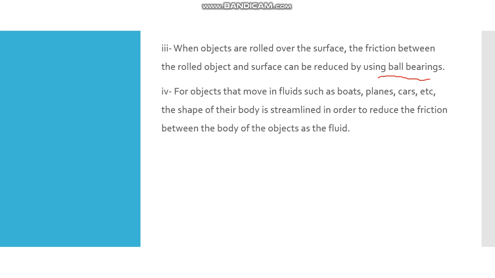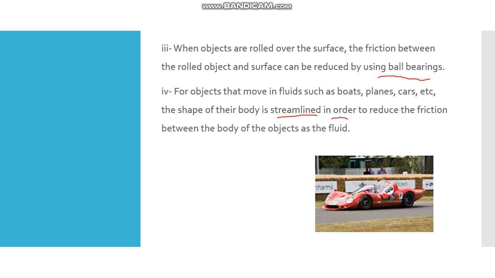And lastly, for objects that move in fluids such as boats, planes, cars, etc., the shape of the body is streamlined. Okay, what does this word streamline mean? Streamline means you make the object thinner at the front. Okay, so why do we do it? In order to reduce the friction between the body of the object and the fluid.